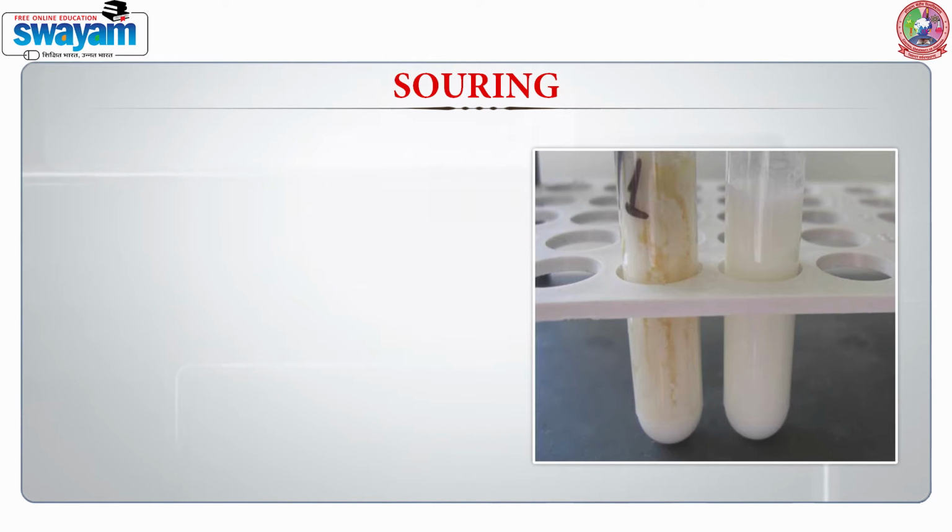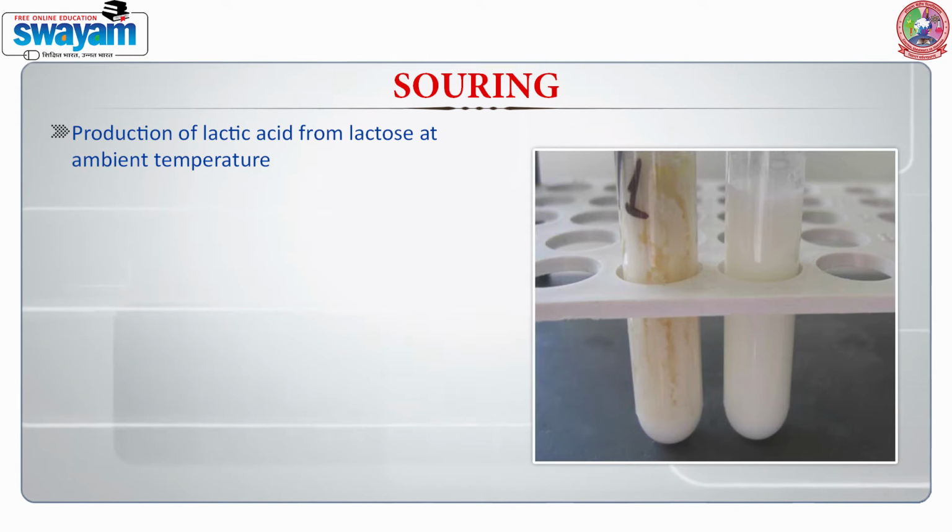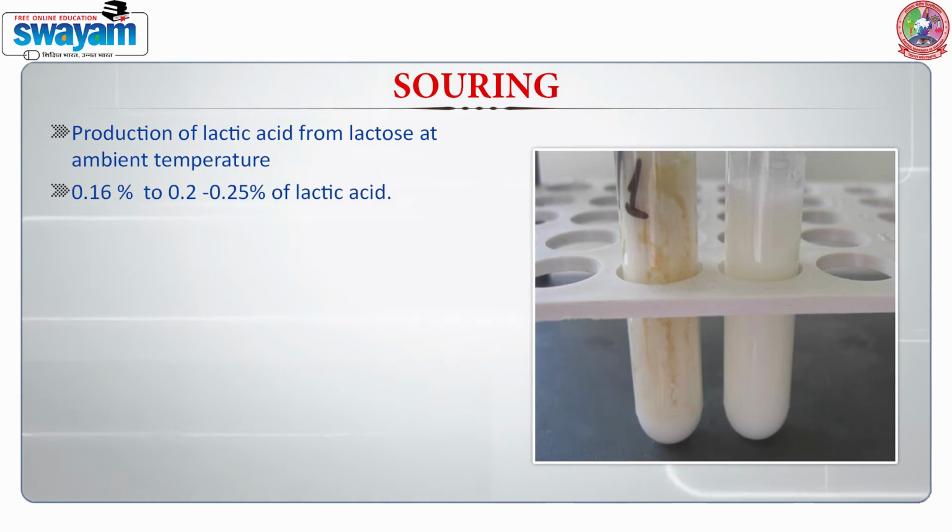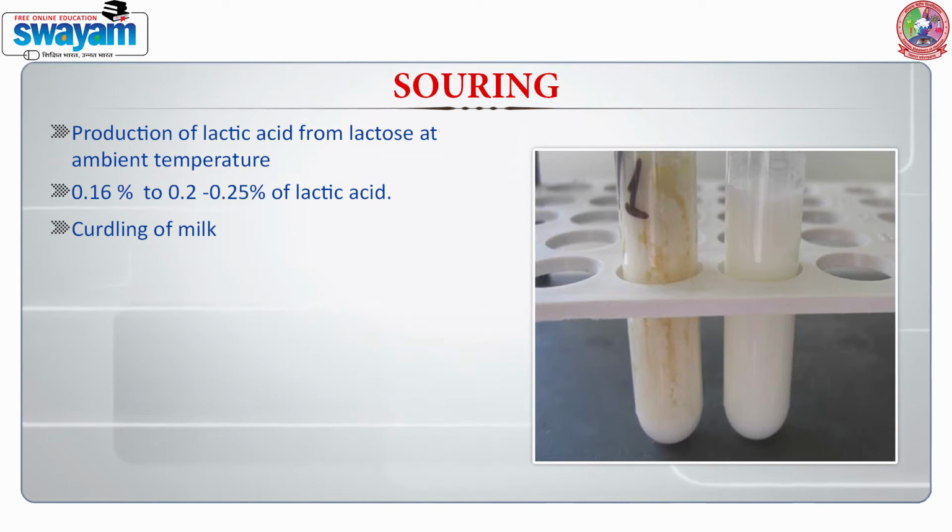Souring is one of the most common defects which is found in milk and milk products. It occurs due to the production of lactic acid from lactose. Lactose is a milk sugar, and at ambient temperature it is converted into the acid, and when this acidity changes from 0.16% to 0.2%, it leads to curdling of the milk.